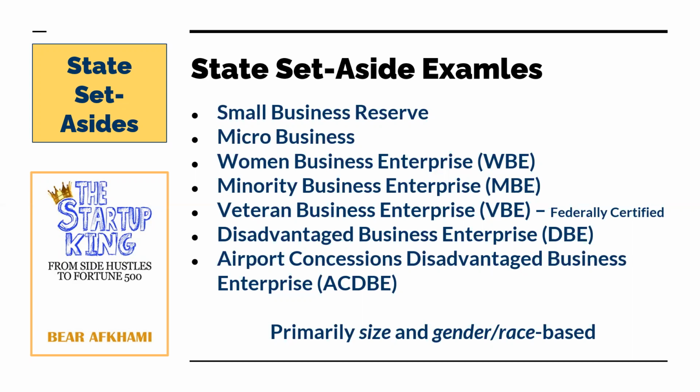Of course, we have women business enterprises, minority business enterprises, veteran business enterprises, which, although recognized by state entities, are always federally certified by the Department of Veterans Affairs. There are disadvantaged business enterprises, and this is one of the examples that we referred to earlier, airport concessions, because some states have specific agreements with airports to provide specific contracts to small businesses as airport concession vendors. Now, of course, as you see, state set-asides are primarily based on size or gender and race, and not necessarily based on location, because a state really only has one location. It's the entirety of the state.